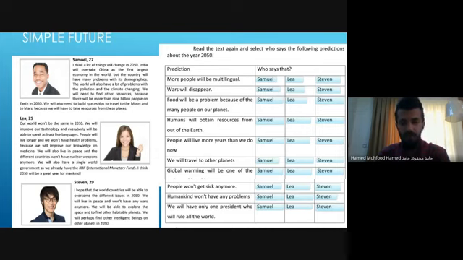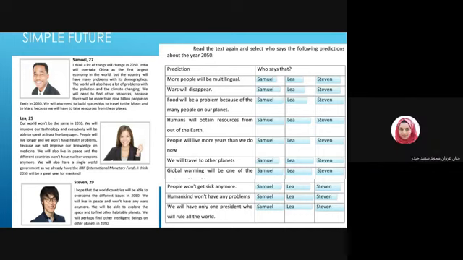We will see. What about the other one? People will live more years than we do now. What about other students? Now, I cannot translate these predictions in Arabic because this is called reading comprehension, and you should read in English and answer in English. So people will live more years than we do now, Hanan? Lee, because she says we will live longer.